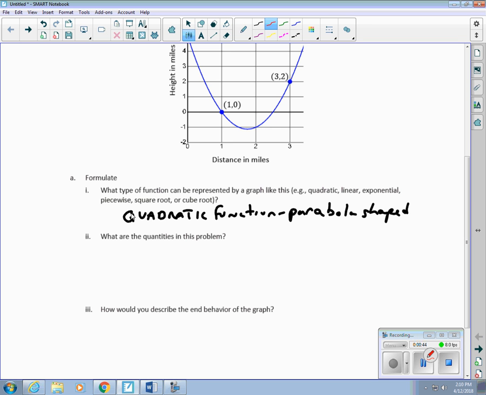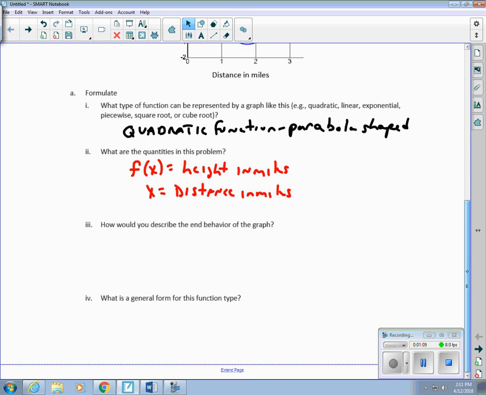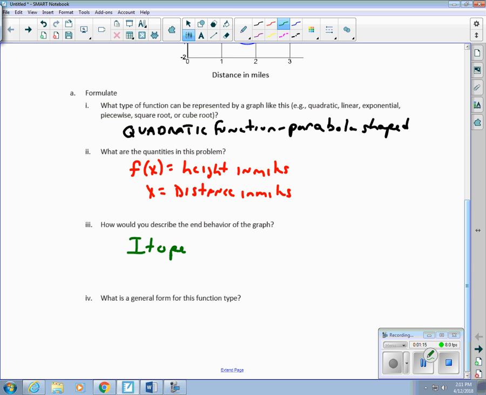So what are the quantities? F of x, which is y, is height in miles, and x is distance in miles. How would you describe the end behavior? It opens upward, which is important when we're going to get to our value of a.